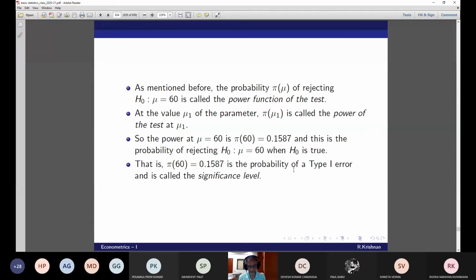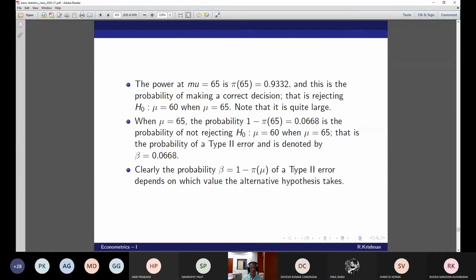Basically, I'm reducing the type 1 error. 62 will increase, means 63. Sir, here you have taken the rejection region X bar greater than 62. Yes, so it will become X bar greater than 63 or something like that. And the other important consequence: if you reduce type 1 error, type 2 error will go up, right?